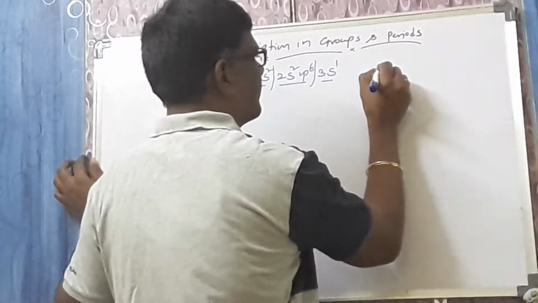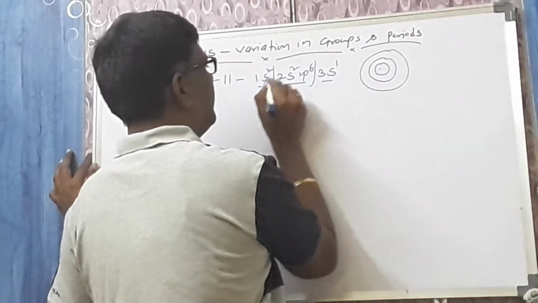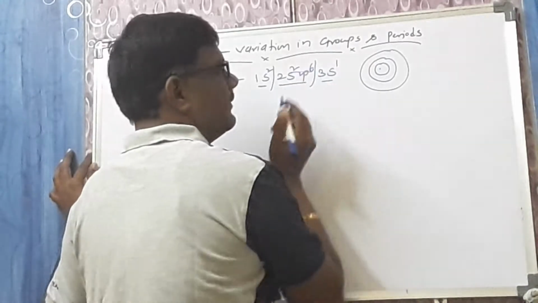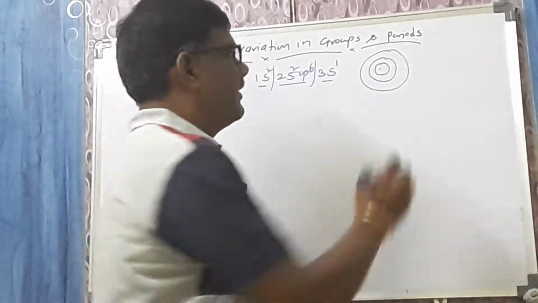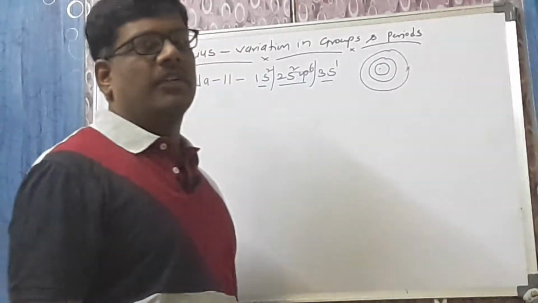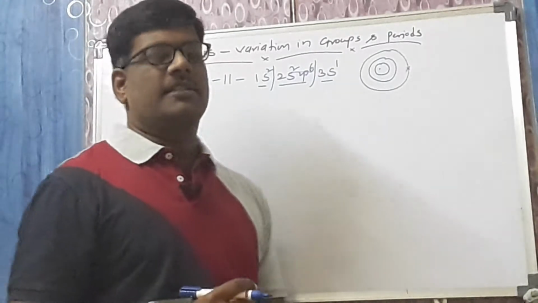Let us take the first shell, second shell, third shell. In the first shell we have 2 electrons. In the second shell we have 8 electrons. In the last shell, which is called the valence shell, we have 1 electron, 3s1. So this is the electronic configuration and the representation of the shells you are having.